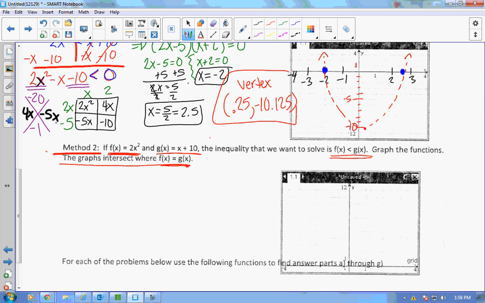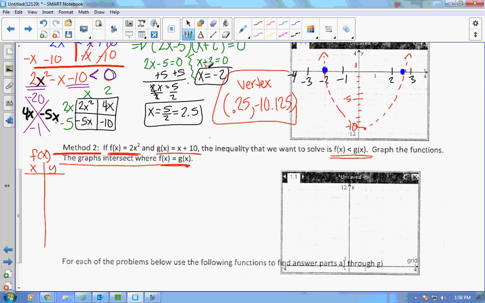When are they equal? We did this two assignments ago. When two graphs intersect, that's the solution because they're equal at that point. Okay, so for f of x, we need to get some points so we can graph it. X and Y. Do you remember? Hopefully you do.